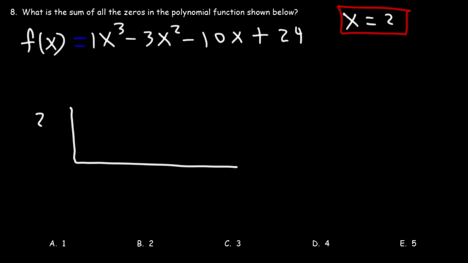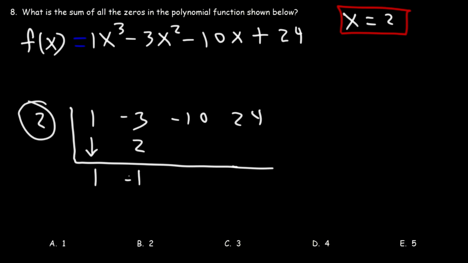So what I'm going to do is put the 2 here. And then I'm going to write the coefficients of this polynomial function here. It's 1, negative 3, negative 10, and 24. So first we're going to bring down the 1. And then we're going to multiply. 2 times 1 is 2. And then we're going to add. Negative 3 plus 2 is negative 1. And then multiply. 2 times negative 1 is negative 2. And then add. So those two numbers will add to negative 12. And then multiply. 2 times negative 12 is negative 24. And then they add to 0.